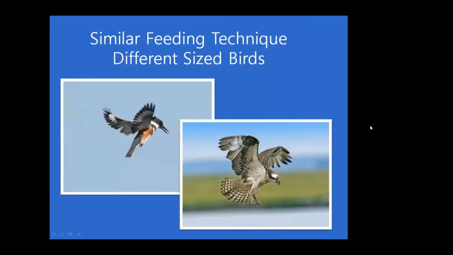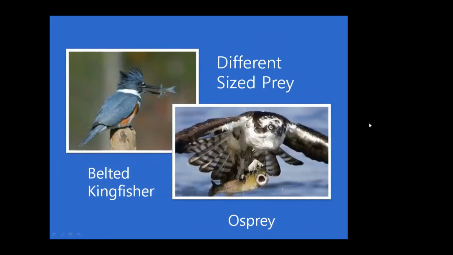So we have here very similar feeding techniques with different sized birds. This is called kiting. They look just like they're a little kite on the end of a string. But of course, way different in size and way different prey. The earlier one was a female. This is a female belted kingfisher.